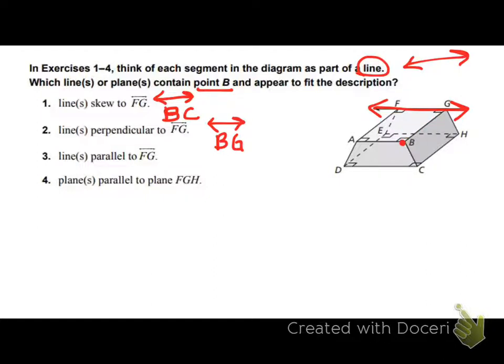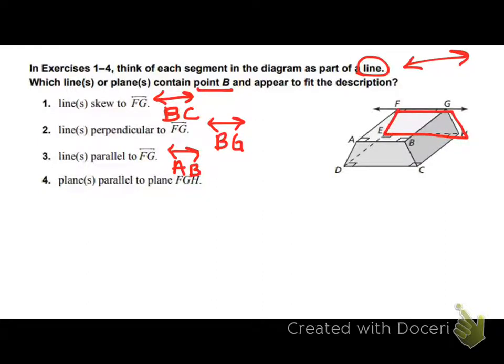Number 3, we want parallel to FG. So we want it to be on the same plane and not intersect. So what would that be? Yeah, AB or BA. The last says planes parallel to plane FGH, which is this back plane.